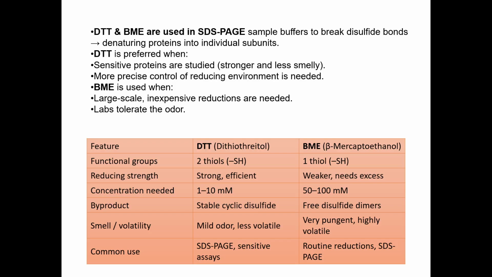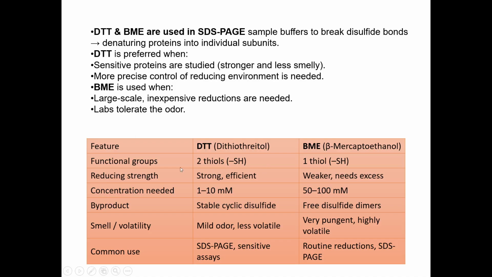BME, if you have worked with it, you know it has a very pungent odor and it's really smelly and it spreads around very easily in the atmosphere. So DTT is less smelly than that. BME is used when you want to do something on a large scale, because DTT is very expensive, so you can go with BME when you want a huge amount to be used, and it is inexpensive. It also does the reduction, but it is relatively less strong than DTT.